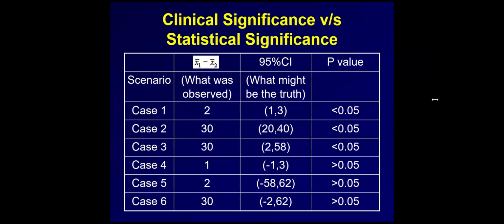Say the cutoff for considering something to be useful is 10 millimeter Hg reduction. I may not take it because your confidence interval is just 2 to 58. Case 4, I'll not even look into it because the change is small and it is not significant. The difference in mean systolic blood pressure may be as low as -1 to as high as 3. That means it can increase also, it can decrease also. I'm not sure about it, so I'll not take it.